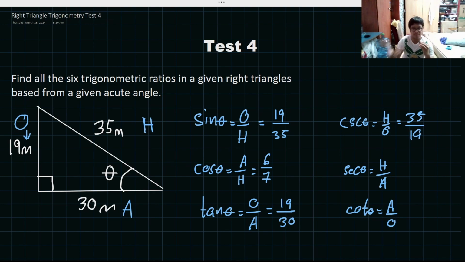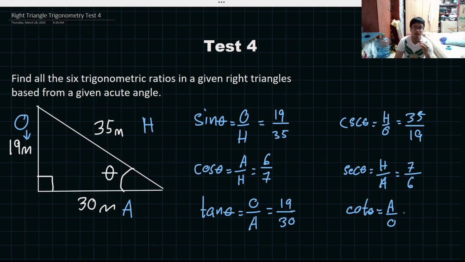If you don't understand what I'm trying to imply, just simply follow this formula. Now for secant theta, we will have 7 all over 6. If you are asking how I got 7 all over 6, we have a hypotenuse of 35 and an adjacent of 30. But 35 and 30 are once again divisible by 5. 35 divided by 5 is 7, 30 divided by 5 is 6. Hence, we will have 7 all over 6.